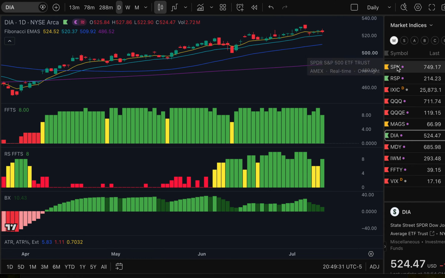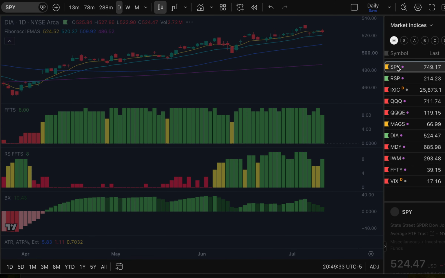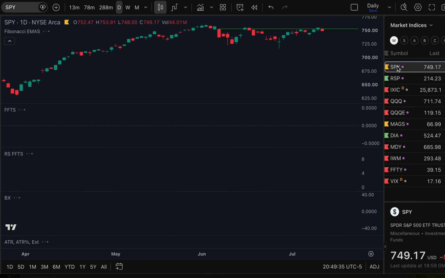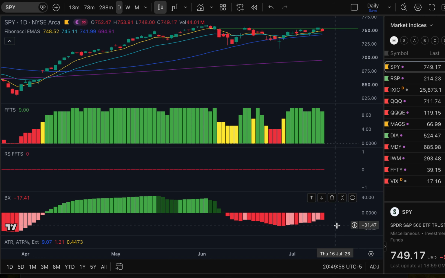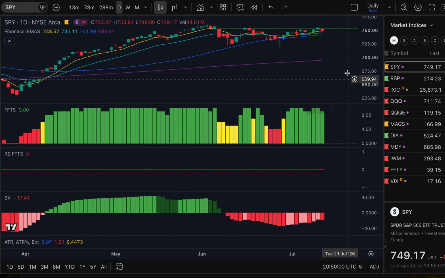So let's go through the major market indexes. We'll start with our benchmark SPY, S&P 500 market cap weight. We can see it has a score of 9 out of 10 on the trend. Looks like it might have barely closed under. It's closing pretty much right here at the 8 EMA. Momentum, though, is negative and decreasing.